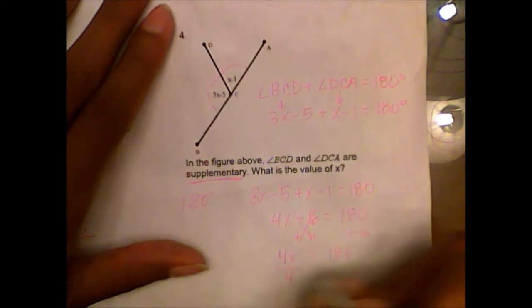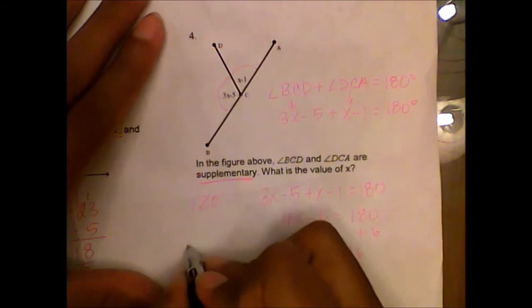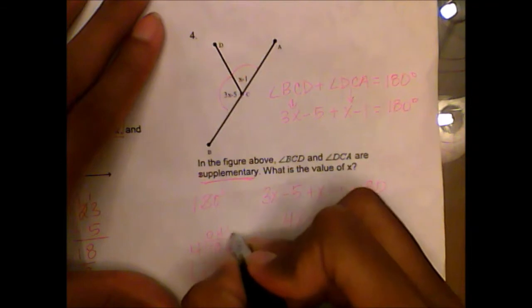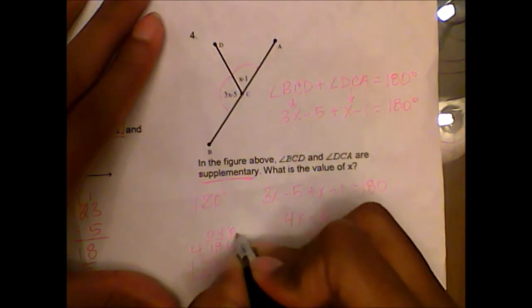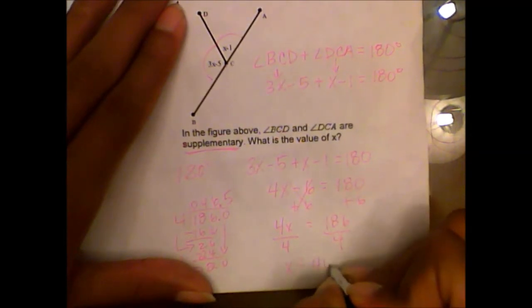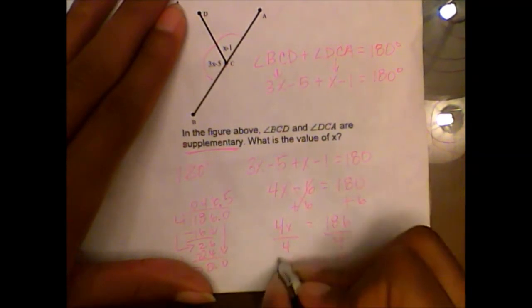Next, I need to divide both sides by 4. I've got to do some division on the side. Four goes into 18 4 times for 16, remainder 2. And we get 4 goes into 26 6 times for 24, remainder 2, and 4 goes into 25 times. So x is equal to 46 5/10.